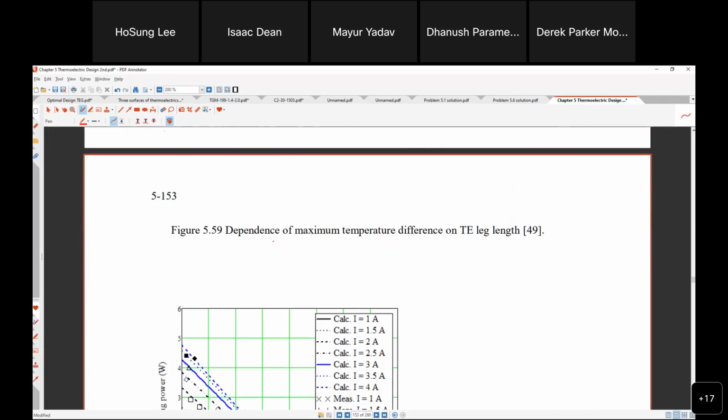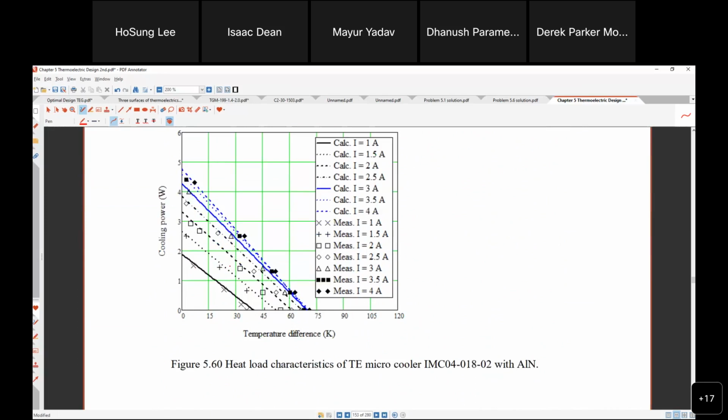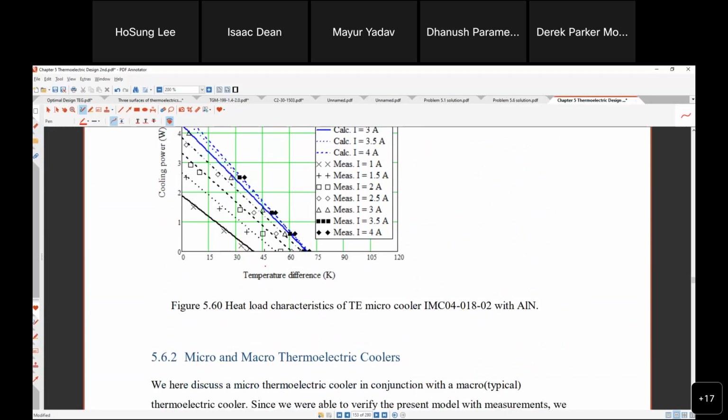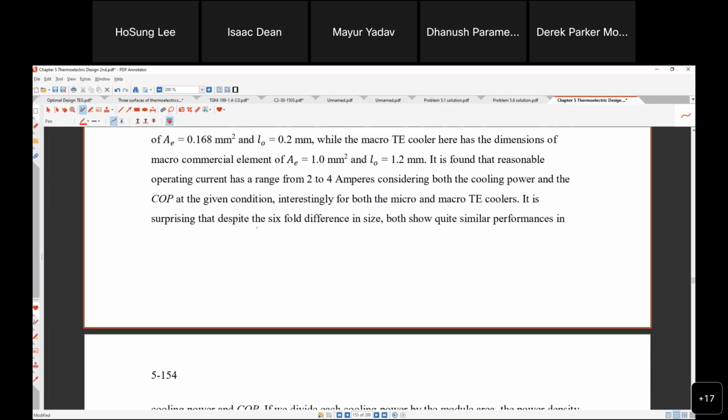And look at that, the performance is in agreement between the model and the measurement. So I usually confirm my model is okay before I discuss. This is a model after comparison. I have confidence, now I discuss. I discuss either micro or macro, the big one and the smaller one.